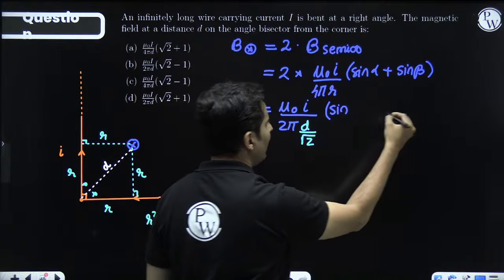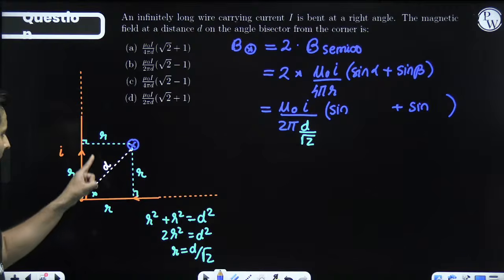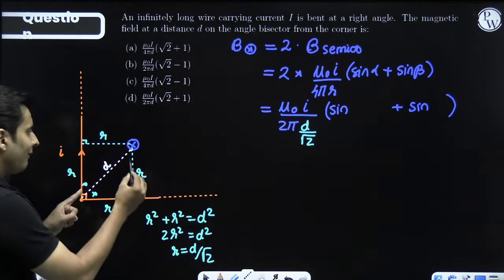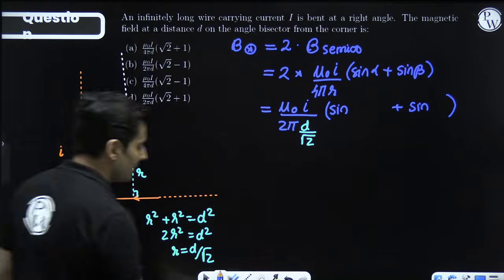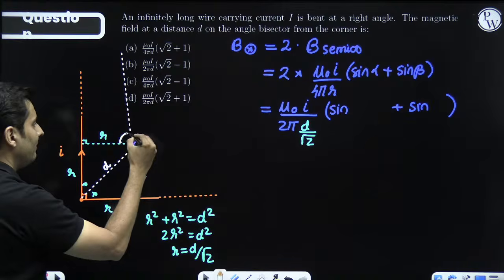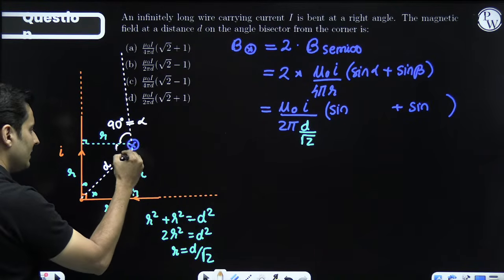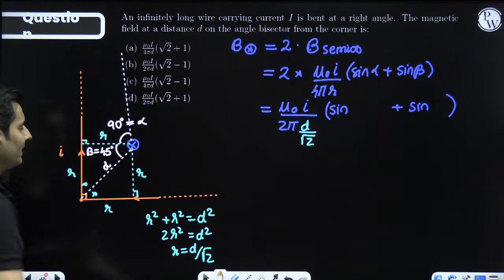Here, be careful. This sine alpha and sine beta, what are they? Observe carefully. One of the ends is here. The other end is here. So technically, alpha is 90 degrees. That is what alpha is. And this is beta. And beta will be 45 degrees.